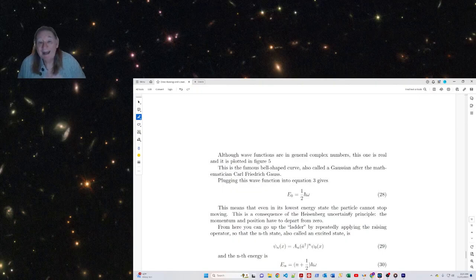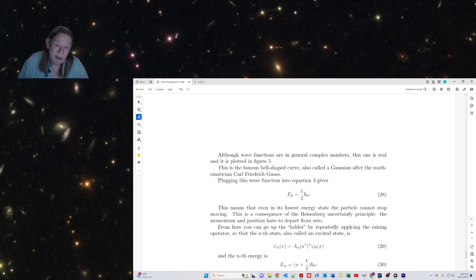Now, if you plug this back into Schrodinger's equation, you can determine the energy level. The ground state energy, E0, is 1/2 h bar omega. Well, that's interesting. The minimum energy is greater than 0. What does that mean? Well, it means that the particle is jittering. It can't stop moving. This is a consequence of the Heisenberg uncertainty principle. The momentum and the position have to have some finite possibility of departing from 0.